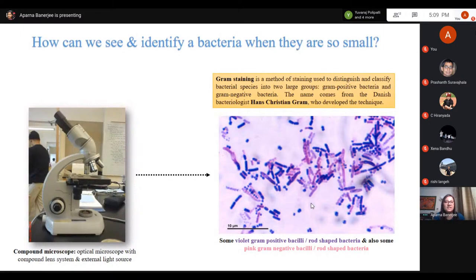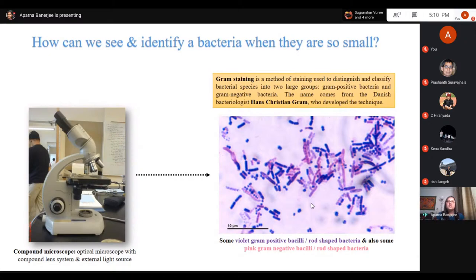We can see them through a compound microscope, a light microscope, as we can see on the left. This optical microscope has a compound lens system and one external light source. On the right, we are seeing an image from the microscope that has some violet colored bacteria and some pink colored bacteria. Both the violet and pink have some rod-shaped bacteria, which are called bacilli, and also some cocci-shaped bacteria, the circular bacteria. So this is how we are seeing this color.